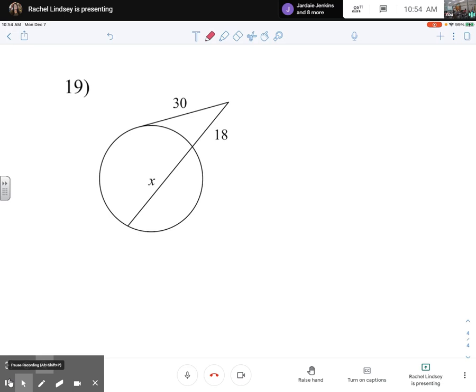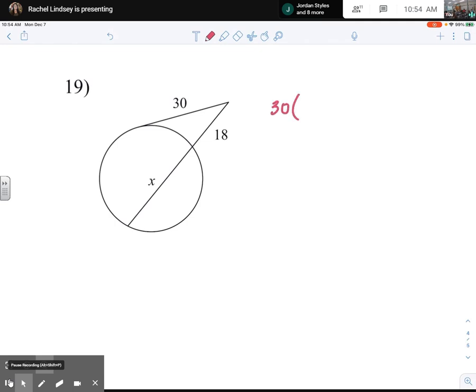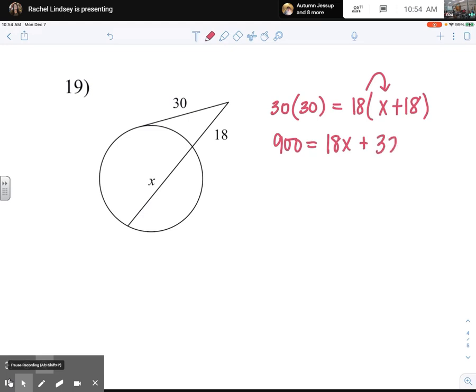On these, we have outside times whole equals outside times whole. On that top line, what's the outside? 30. What's the whole thing? 30. On the other line, what's the outside? 18. And then the whole thing is the two parts combined, so x plus 18. So 30 times 30 is 900. 18 times x is 18x. And 18 times 18 is 324.